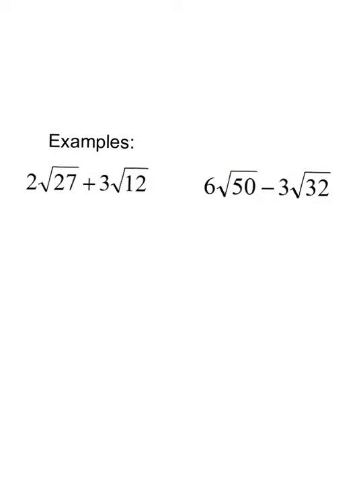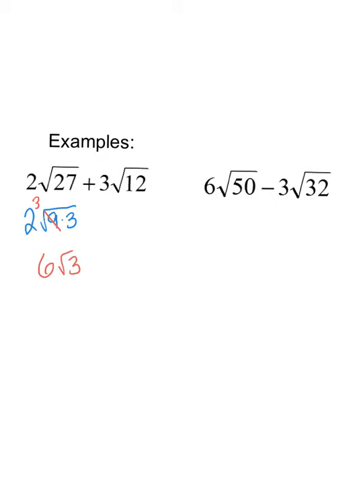Now, when the radicals are unlike, what we're going to do is first simplify them. So if I look at the 27, the first thing I'm going to do is think of two numbers that multiply and give me 27. One is a perfect square. 9 times 3 is 27. Then to simplify that, the square root of 9 is 3. So this first radical becomes 6 radical 3.